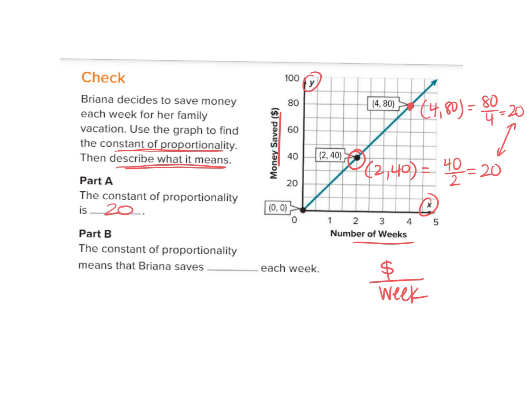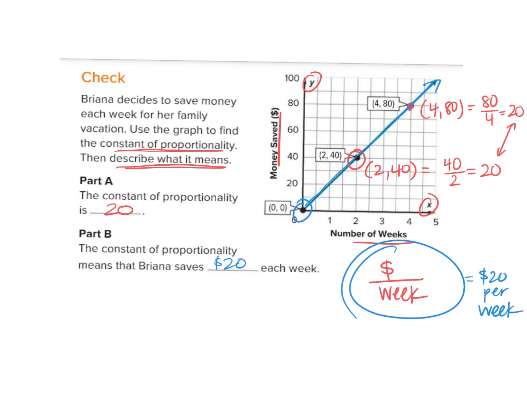All right, second thing, you have to tell me what that means. Well, if you write this out, it kind of gives you what it means. So I got 20, so she saves $20 per week. That's what the constant of proportionality means. So she saves 20 bucks every single week. Now again, we know this is proportional. It goes through 0, 0, straight line, constant rate.